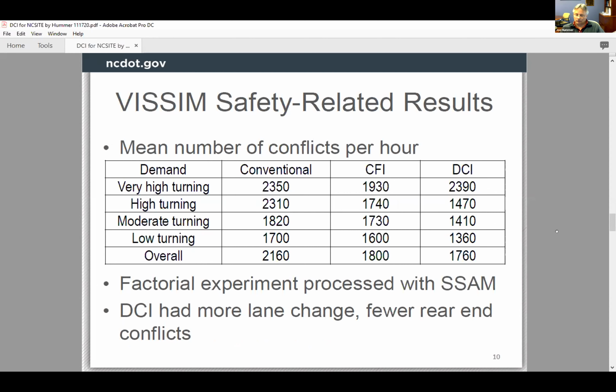One of the things we can do is take those VISSIM results, process them through that program's SAM, and look at how many conflicts each of the designs cause. And the results are in this slide. Bottom line, again, overall, DCI slightly better than CFI and much better than conventional. It just doesn't cause that many conflicts, which hopefully would translate down the line to fewer crashes. Somewhat more lane change conflicts because of drivers making those U-turns and getting into the left turn lane and such, but fewer rear end conflicts, and that's mostly because of the extra capacity.